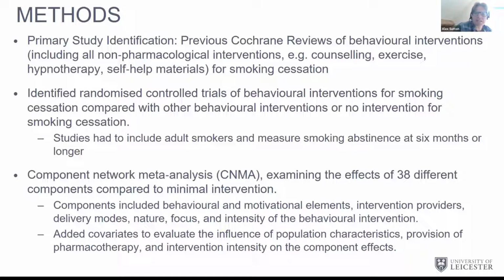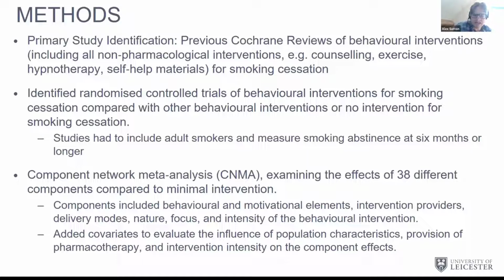So one thing that's slightly different here is that this is really a formal quantitative synthesis, a review of reviews or an overview. So the team looked at previous Cochrane reviews to identify the trials, and just looked at trials that compared behavioural interventions with other behavioural interventions or with no interventions for stopping smoking. It had to be adult and measure smoking abstinence at 6 months or longer.